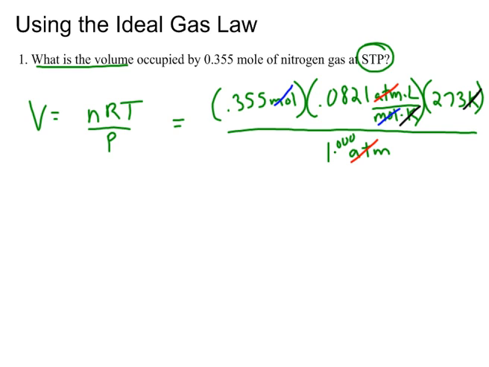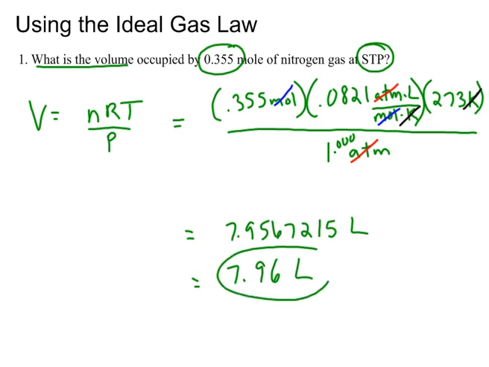When you plug this into your calculator properly, you will come out with a number that is 7.9567215 liters. Obviously, this number needs to be rounded. The original measurement that we used to start with was 0.355, which is 3 sig figs, which we will use as our guide to round this number to 7.96 liters.